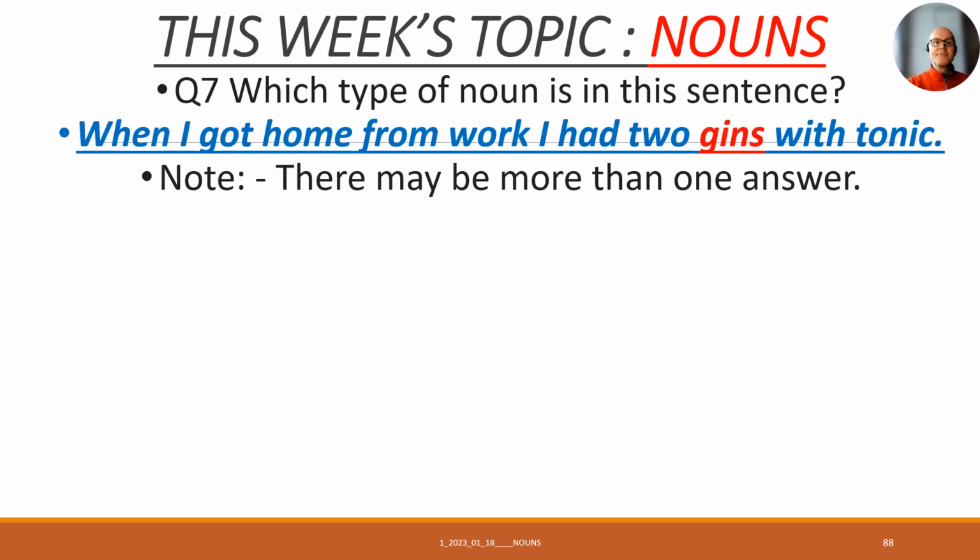Question 7. Which type of noun in this sentence is gins? When I got home from work, I had 2 gins with tonic.